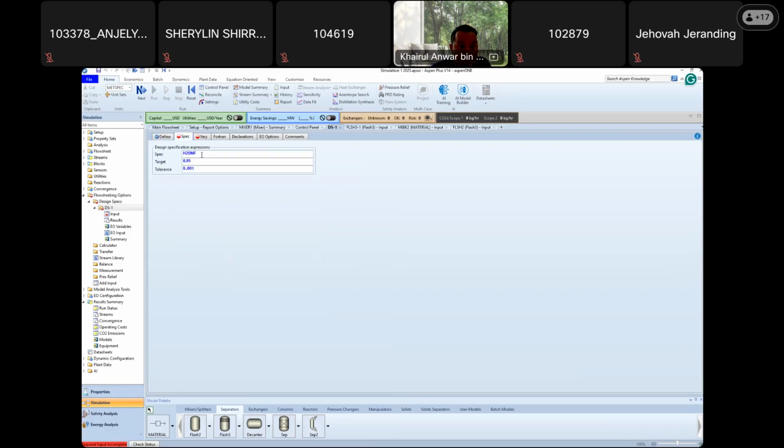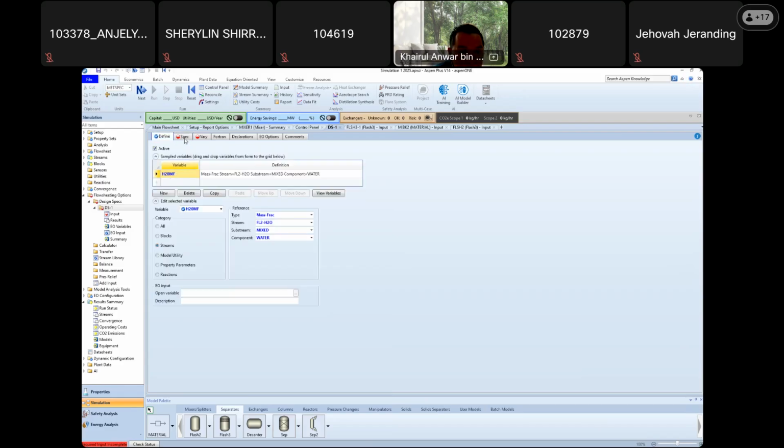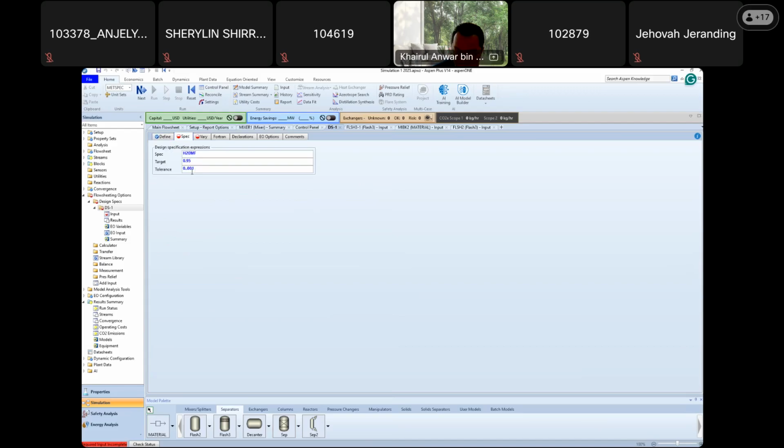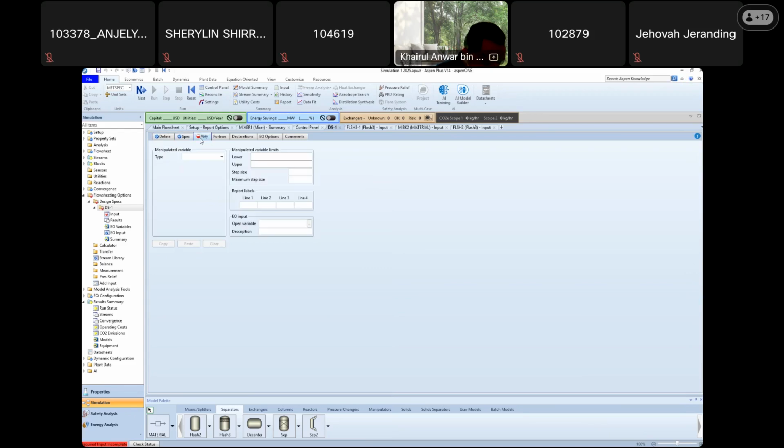H2O MF. Next is the Vary tab. The manipulated variable is the mass flow. In this case, we manipulate the MIBK2. MIBK2, our component is MIBK.